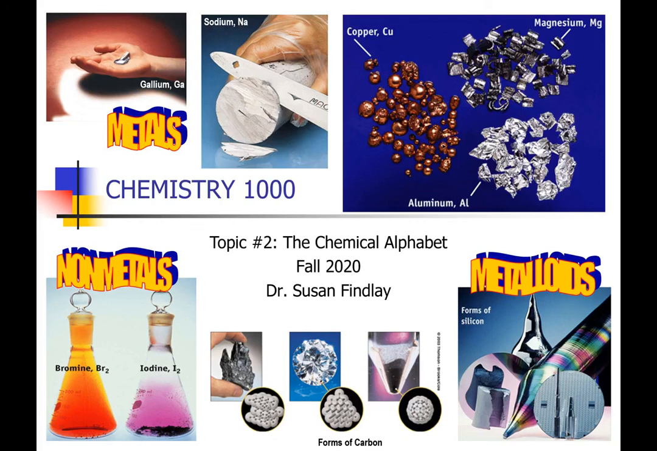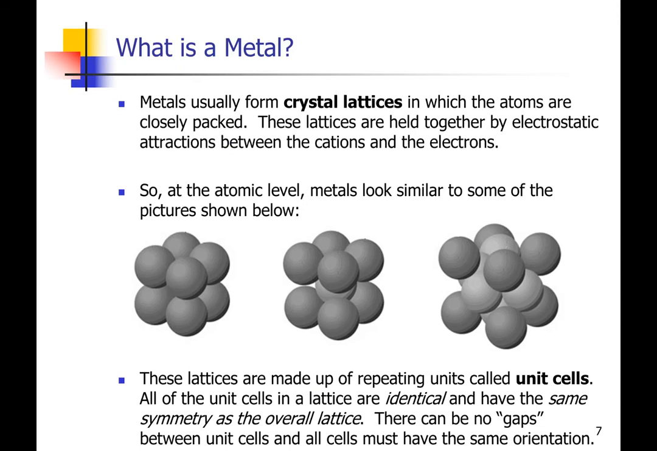In the last video, we talked about the bulk properties of metals. In this video, we're going to talk about their atomic structure. The atoms within metals are organized into what we call crystal lattices.